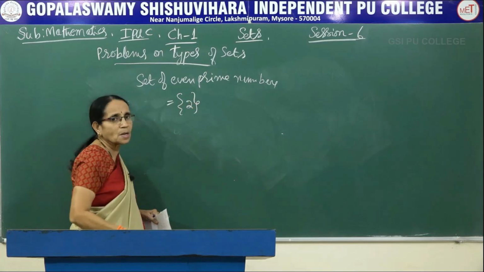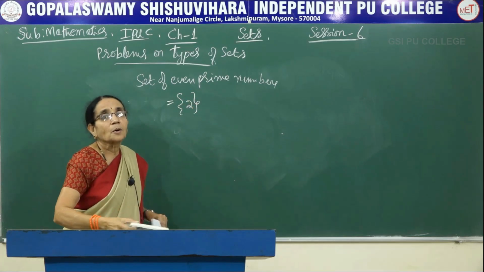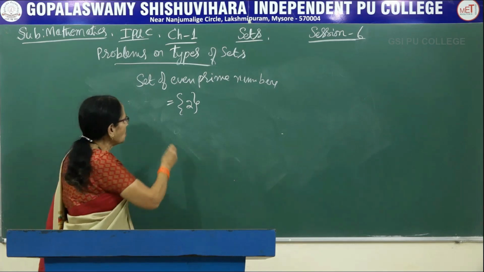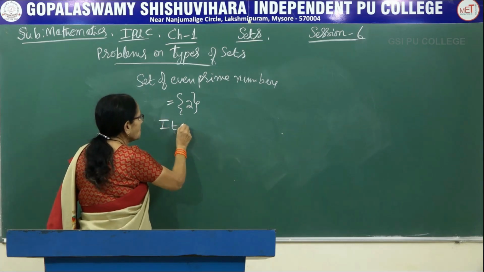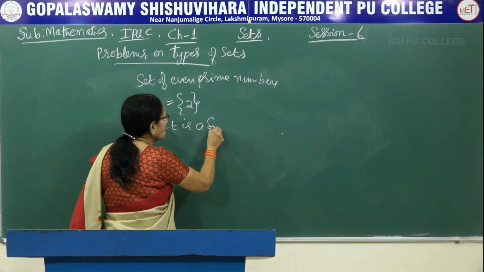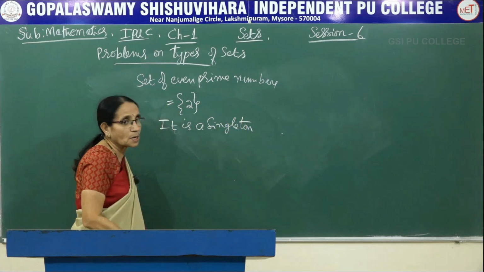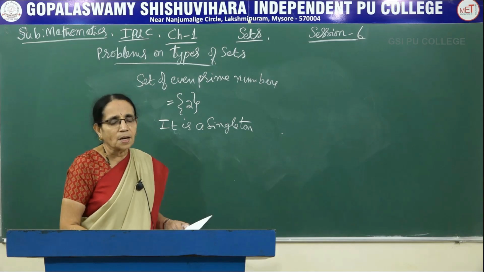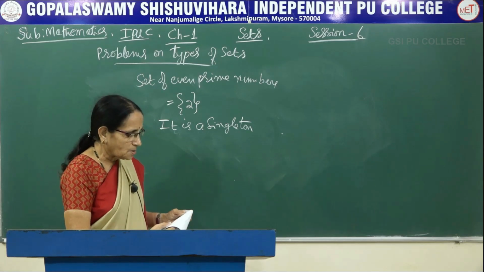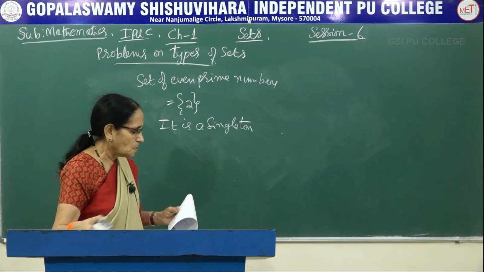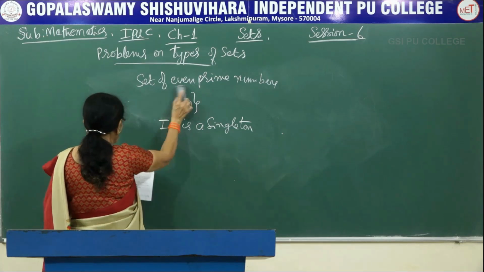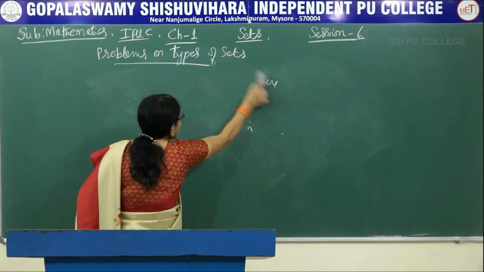So what type of set is it? It is containing only one element. Therefore, how do you write this one? It is a singleton. So because it is containing only one element, it is a singleton. Next is the set X.